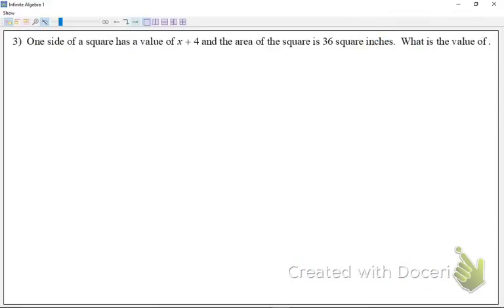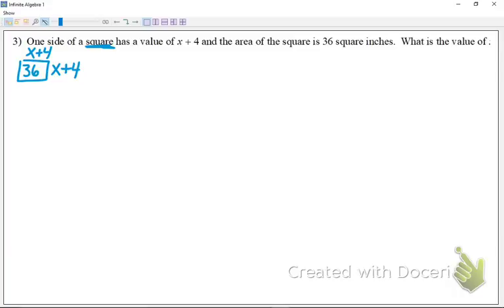Looking at number 3. I hope this didn't really catch anyone up. I always get someone that says, why does this one only have one side given to us? Well, that's because it is a square, ladies and gentlemen. It is a square. And squares, all the sides are the same. So when they give us that this side is x plus 4, that means that this side is also x plus 4, and they have an area of 36 feet.